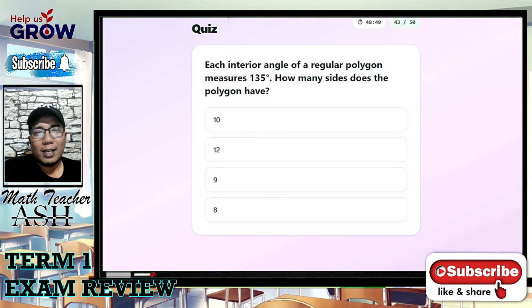Each interior angle of a regular polygon measures 135 degrees. How many sides does the polygon have? Is it 10? Is it 12? Is it 9? Or is it 8? What do you think is the answer, my dear math learners?